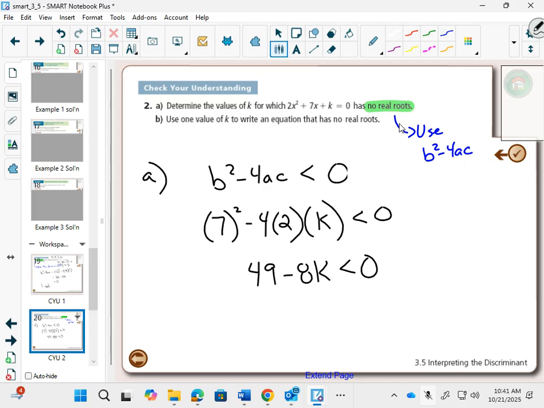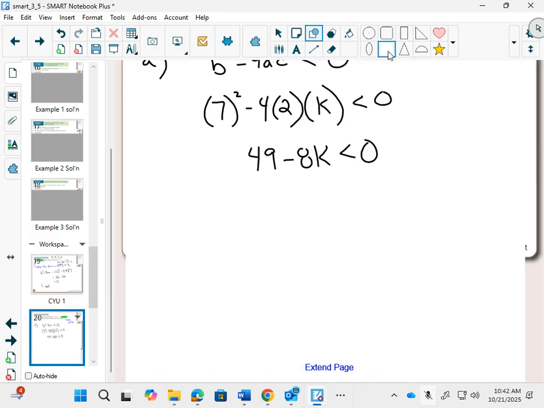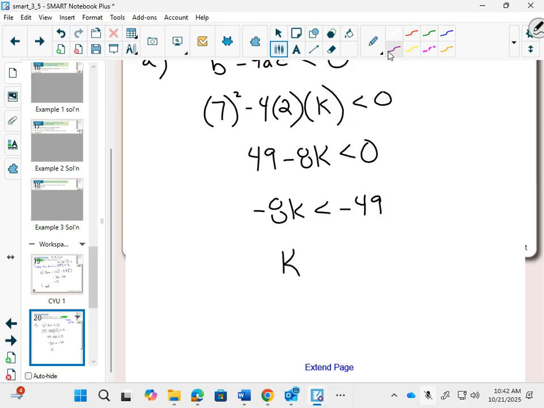Do you remember solving inequalities from last year? So you want to get k by itself. Just like an equal sign, you do almost everything the same except for one extra rule. So if I want to get k by itself, does it make sense that I can move the 49 over to the other side? Okay. And if I wanted to get k by itself, does it make sense that I have to divide both sides by negative 8? Negative divided by negative, are you okay if I make 49 over 8?